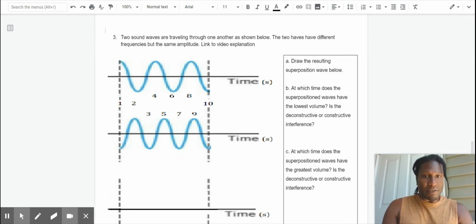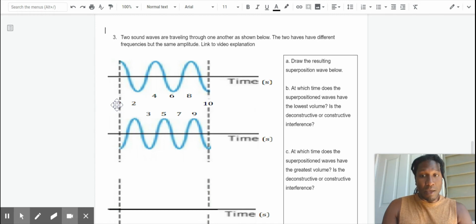Now, here it says draw the resulting superposition wave below. There are numbers written here to help you. These are time measurements in seconds. There are three rows: this row right here, a middle row, and a third row down here. I'm going to explain the purpose of these numbers. I think it will help when you draw your superposition.